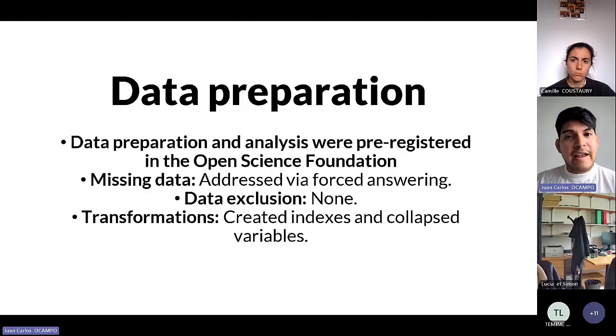Now, regarding our data preparation. Our data preparation and analysis were pre-registered in the Open Science Foundation. Our missing data was addressed beforehand via forced answering, so we don't really have missing data that we will have to approach in any other way, like imputation. Data exclusion, we have none, and transformations, we created indexes and we collapsed variables. I'll point that out in these next slides.